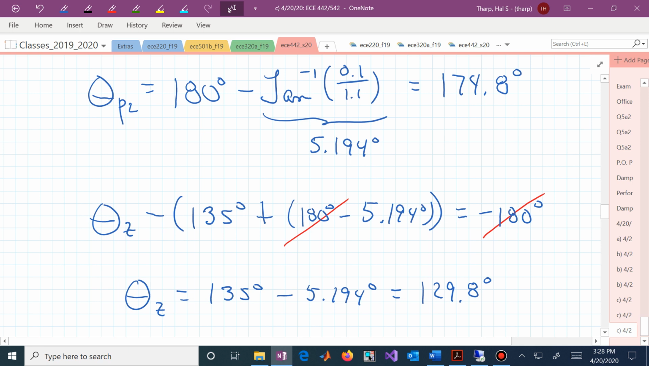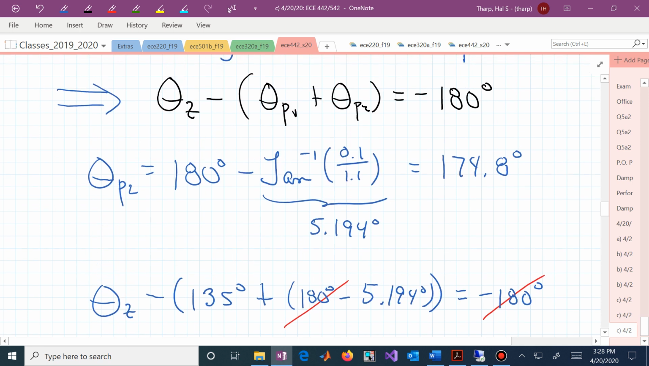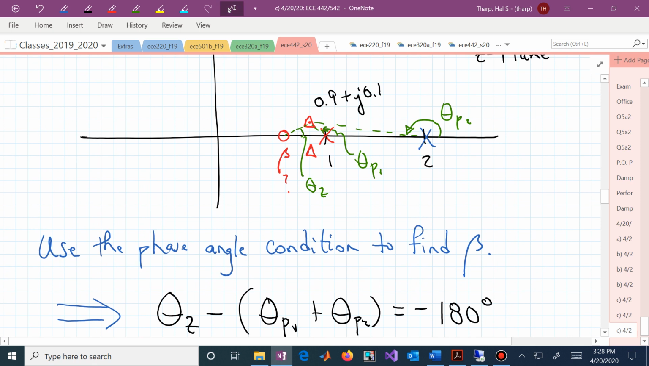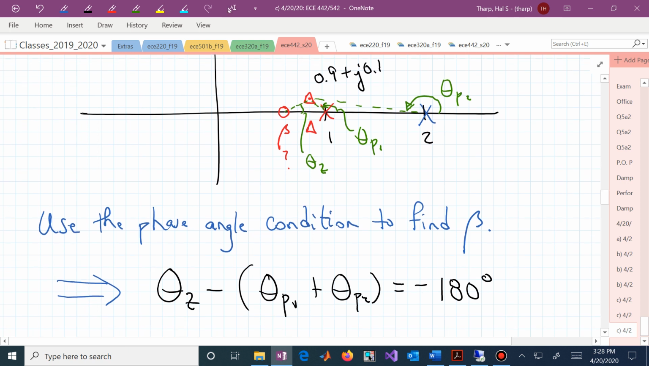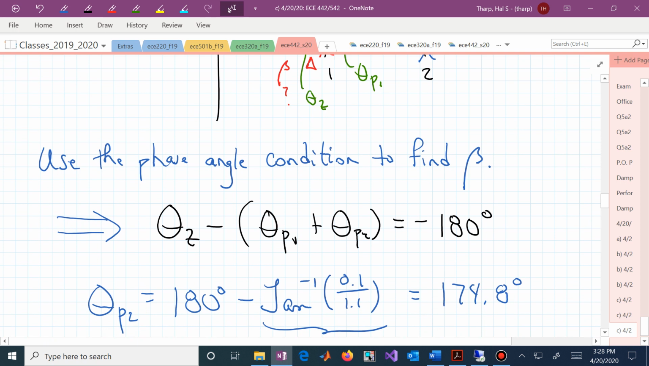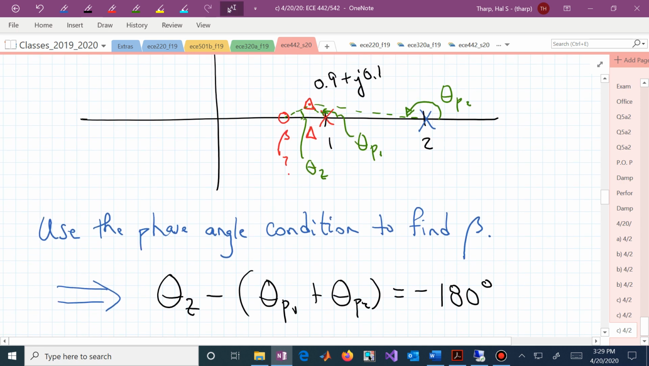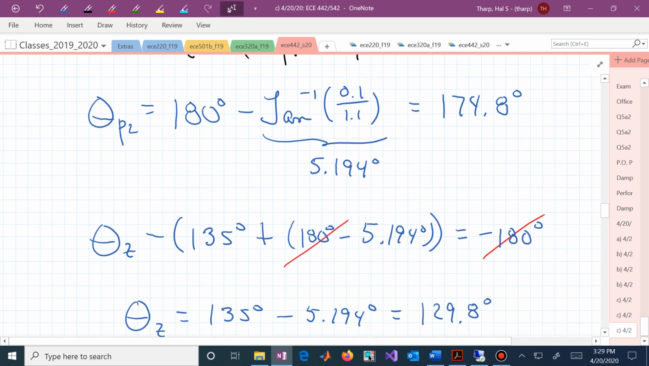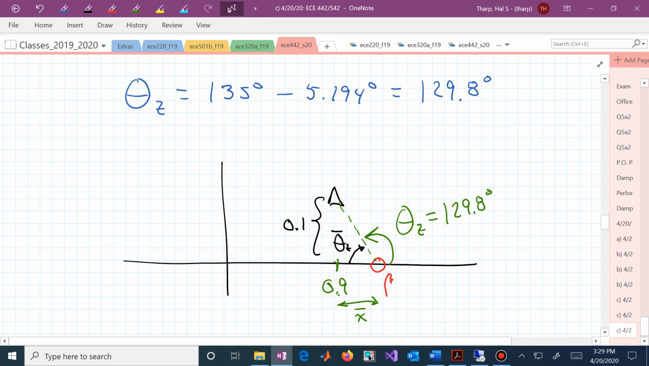If that's theta z, where is that zero? Is it to the right of 1? Is it to the left of 1? Remember, the angle from the pole at 1 to the triangle was 135. We now have an angle that is a little bit less than that. So now it is a little to the left of z equal to 1. The picture is now here.